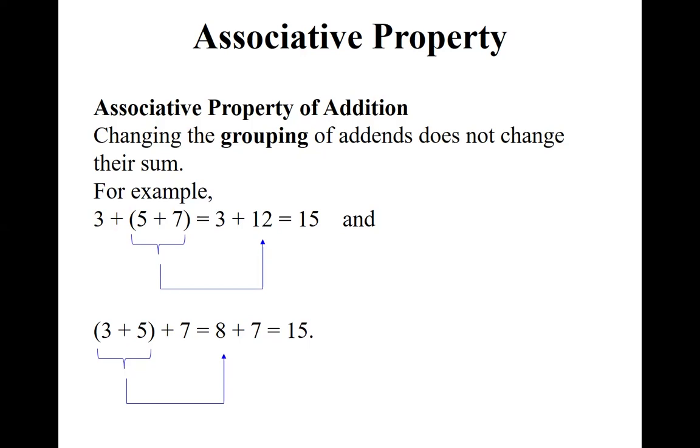If we change the grouping and instead of doing 5 plus 7 first, do 3 plus 5 first, then 3 plus 5 equals 8, and then adding on that 7 also gives us 15. So changing the group does not change the sum. That's only for addition.